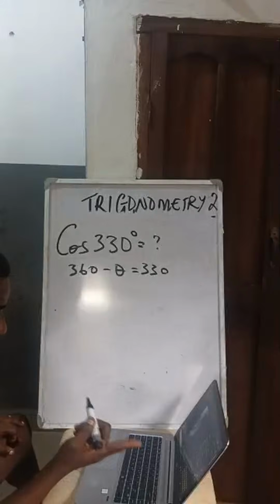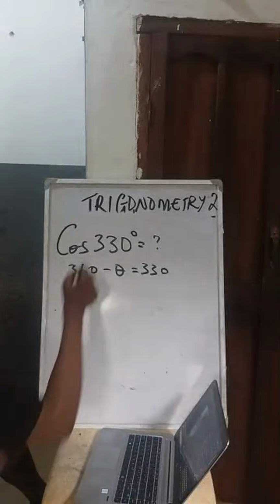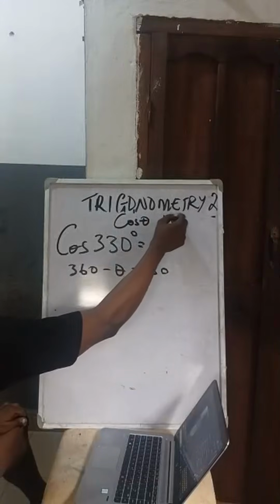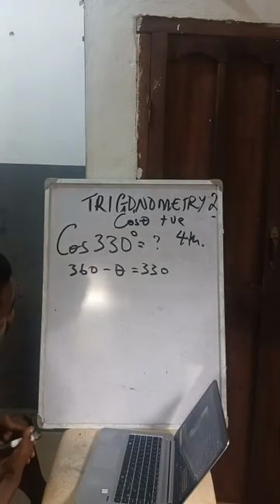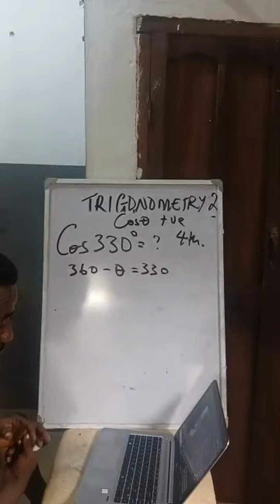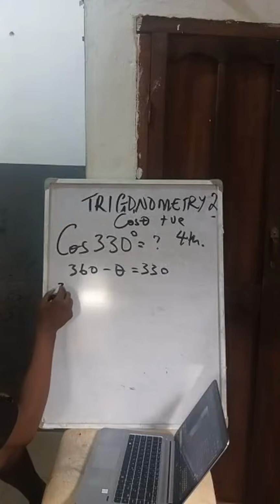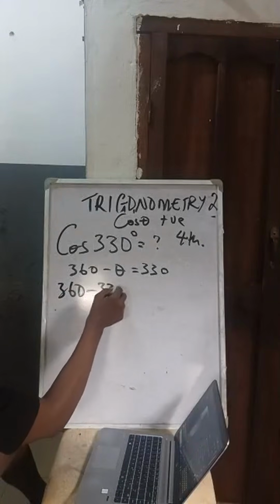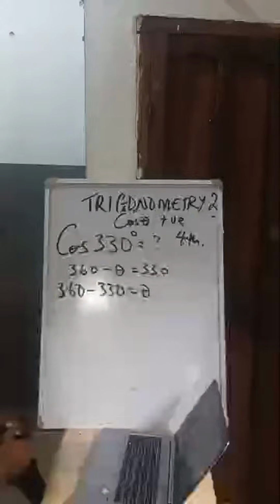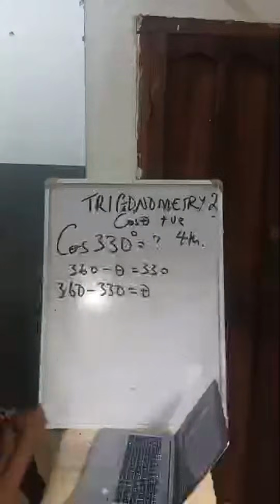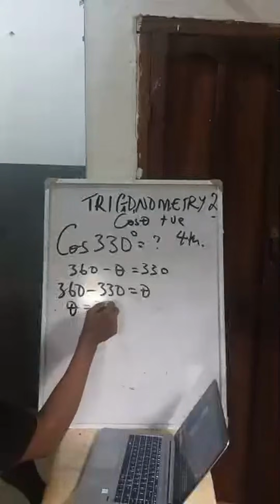Okay. No, cos is positive in the fourth quadrant. Not negative. Cos is positive in the fourth quadrant. Take note of it. All right. So 360 minus 330 equals theta. What will you get? Theta is equal to 30 degrees.